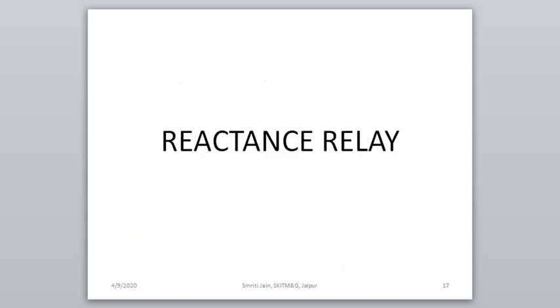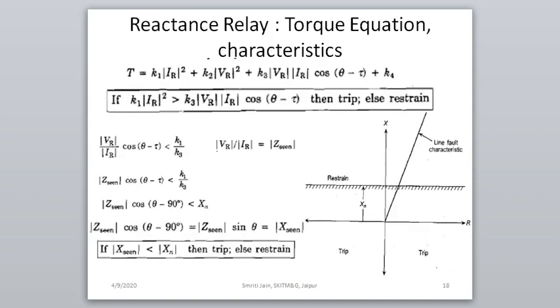Now let us see all these things in terms of reactance relay. The torque equation will be modified where we take two quantities, current and VR IR cos(theta minus tau). This is the directional element of the torque equation. Okay, it does not define whether the relay will be directional or not. So we take two quantities where IR is the operating quantity and VR IR cos(theta minus tau) is the restraining quantity. So if this operating quantity is greater than the restraining one, this relay will operate.